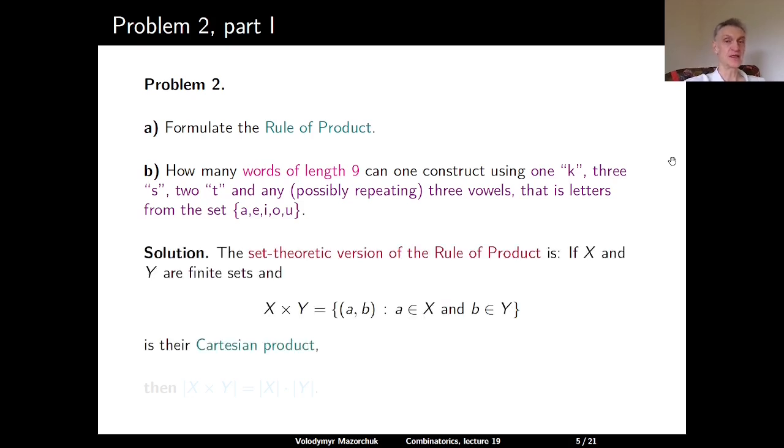Solution. The set theoretic version of the rule of product is as follows. If X and Y are finite sets, and X times Y is their Cartesian product, that is the set of all pairs A, B, where A is in X and B is in Y, then the cardinality of this Cartesian product equals the product of the cardinalities of X and Y.